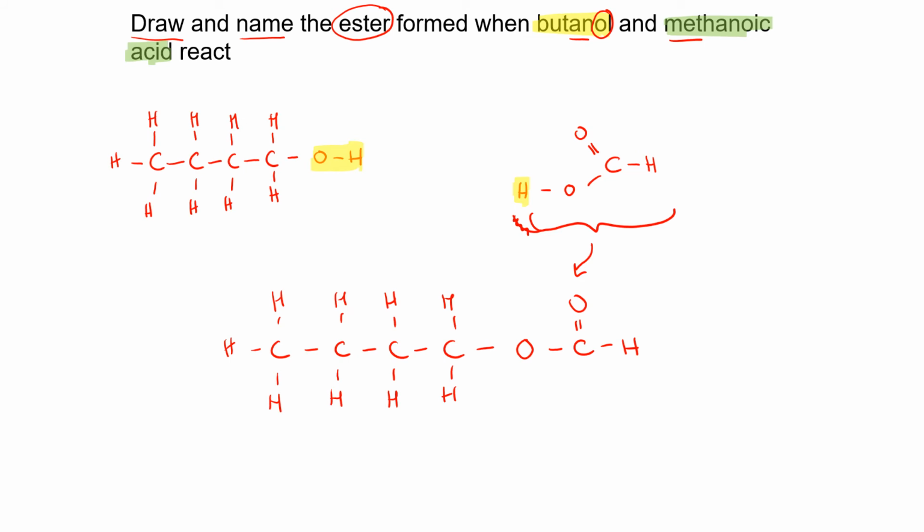Now in terms of the name, this molecule here was butanol. So this section that we've got here will be butyl. And methanoic becomes methanoate. The alcohol is always the -yl. So that would be butyl methanoate.